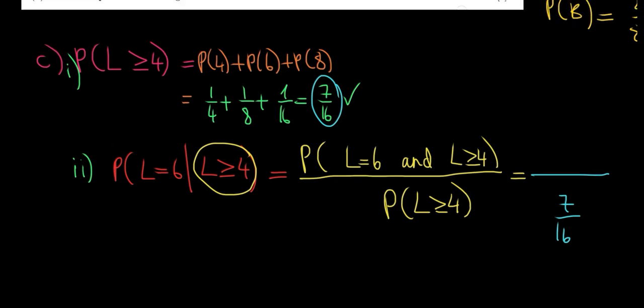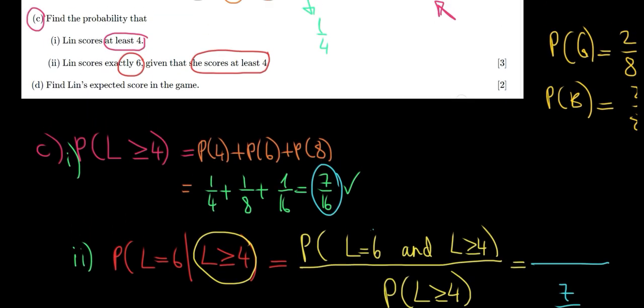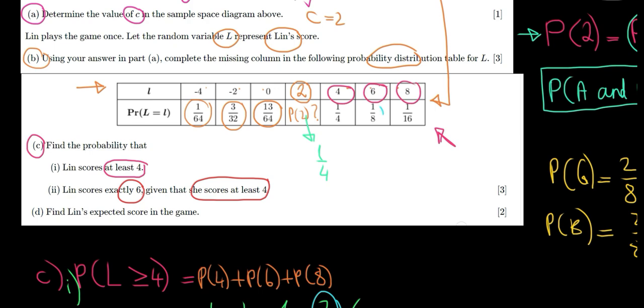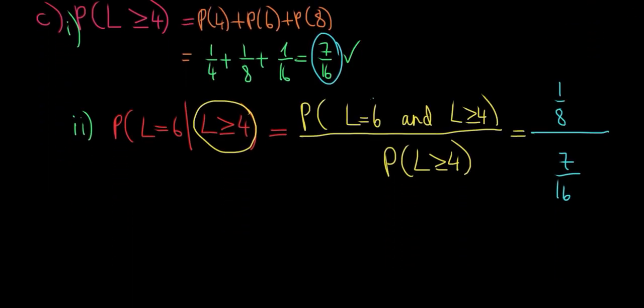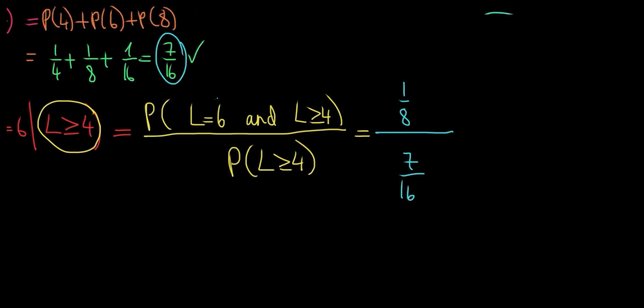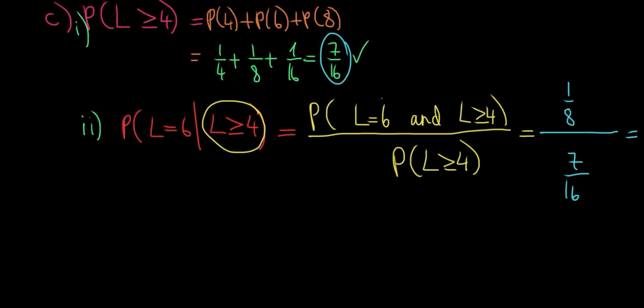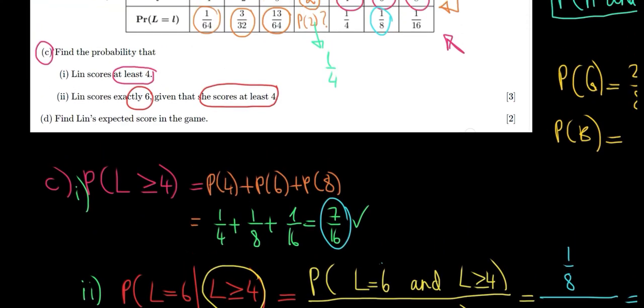For the above, I have the probability that L is 6 and L is greater than or equal to 4. Well, when L is 6, it's obviously also greater than or equal to 4, so my only requirement is to look over here, which is the probability of 1 over 8. I put 1 over 8, I divide by that fraction, I do the calculation on my GDC, and I would get 2 over 7. 2 over 7 is the answer for this question. That's another one done. And finally, we are coming to a conclusion of this exercise with question D.